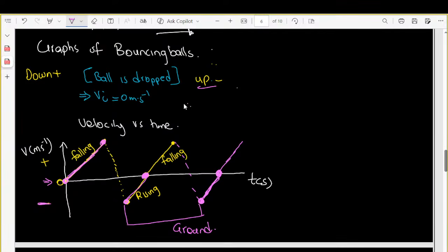So now, I'm not sure we will have enough time to do the position time graph. We don't have enough time. Okay, fine. This is where we're going to stop for today.